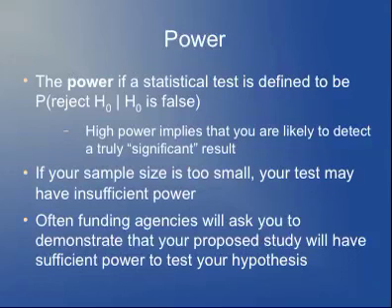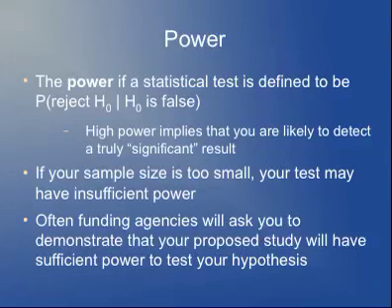So power is another consideration in hypothesis testing. The power is defined as the probability to reject the null hypothesis given that the null hypothesis is false. Here's a quick little pop quiz: what type of error is it if we fail to reject the null hypothesis when the null hypothesis is false? Yep, type 2. Good job. So the greater the power, the less chance of a type 2 error.